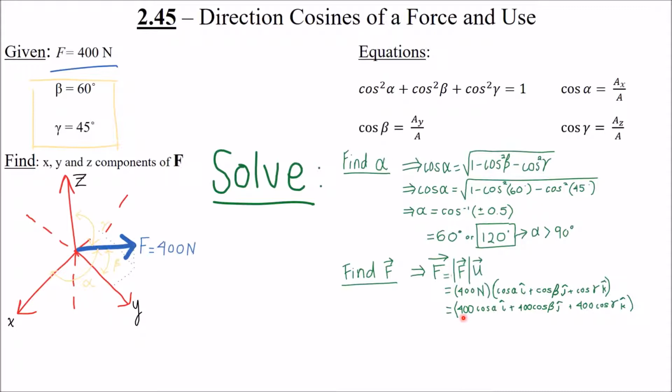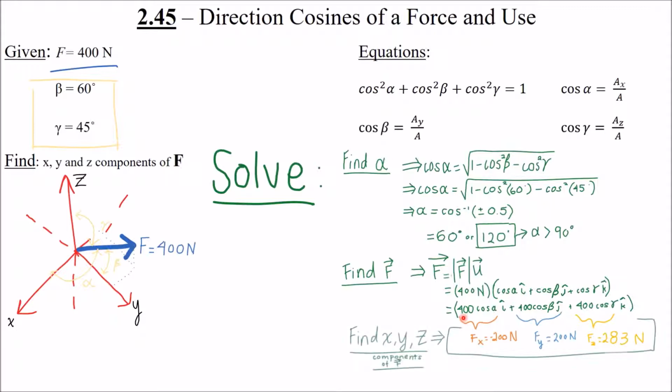So when we plug in the alpha, beta, and gamma values, we get that Fx equals negative 200 newtons, that Fy equals positive 200 newtons, and that Fz equals positive 283 newtons. So that is the last step in this problem, to find the x, y, and z components of F. But as you can see from the equations above, we can manipulate the last three equations to simply find the x, y, and z components of the force vector.